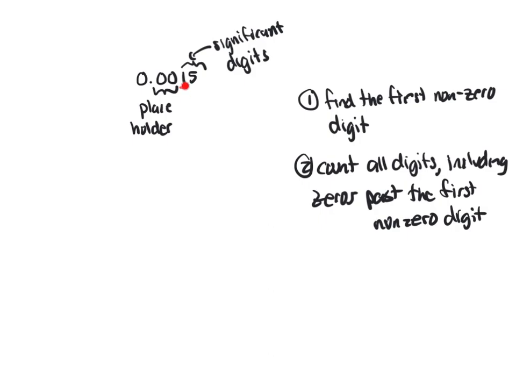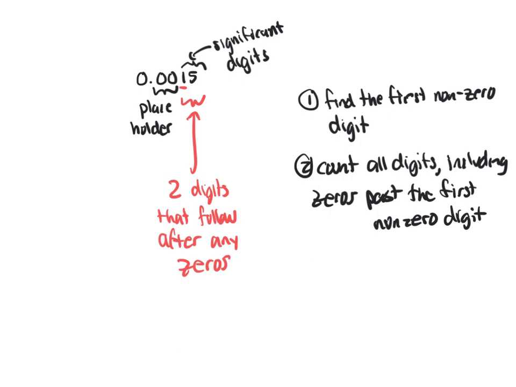So in this case, here's my first non-zero. There are 2 digits, 1, 2. That is going to be the number of significant figures that I have in this number. So there are 2 digits that follow after any zeros. And so that means that I have 2 sig figs in this number. So figuring out how many significant figures is pretty easy if you just think about these 2 steps. Find the first non-zero digit and then count all the digits, including that one, for the rest of the number.